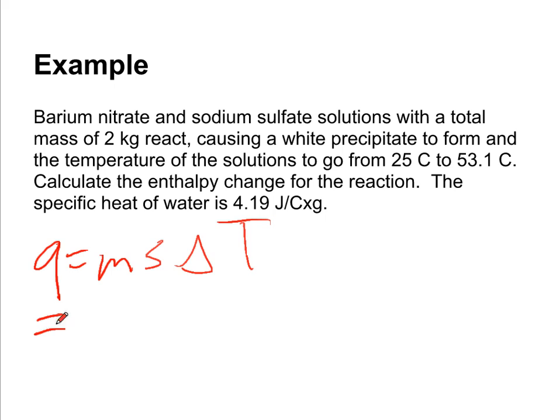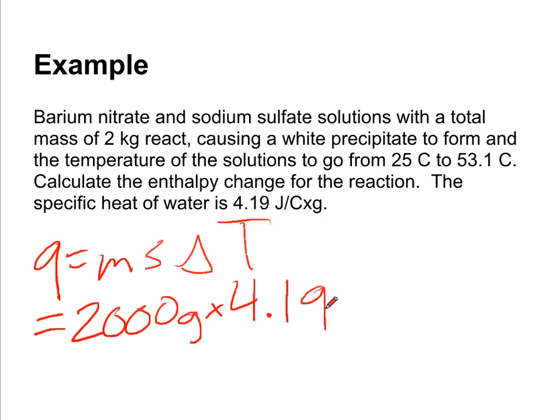Solving for q, they told us what the mass was. It's 2 kilograms. We need to put that in grams. So it's 2,000 grams. They told us what s is, 4.19. And that's going to be joules divided by degrees Celsius times grams. And our final term, delta T, it's the difference between 25 and 53.1, so that's 28.1 degrees.